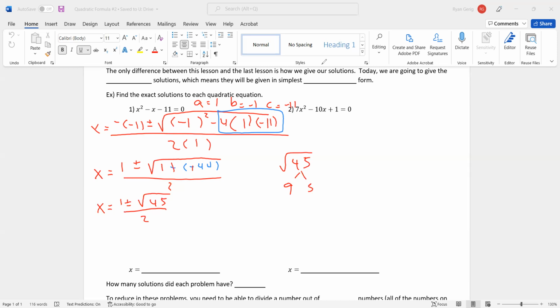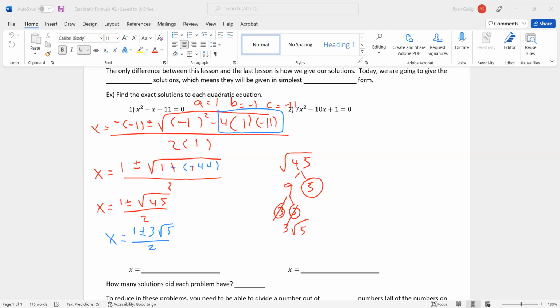So we go back to unit 8 here, which hopefully all of you remember. This wasn't that long ago. So square root of 45 becomes 3 radical 5. I'm going to change colors just to show you the difference here. 1 plus or minus, instead of square root of 45, I'm going to put 3 radical 5 over 2. Now the good news is you're done.